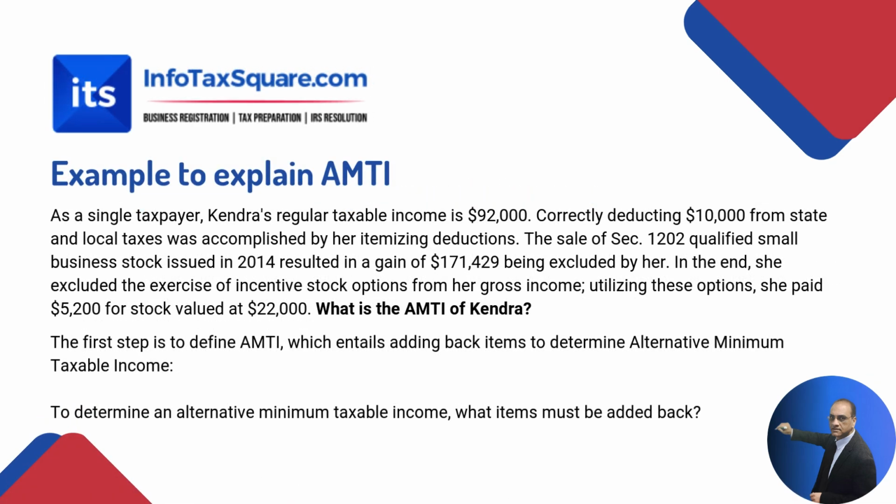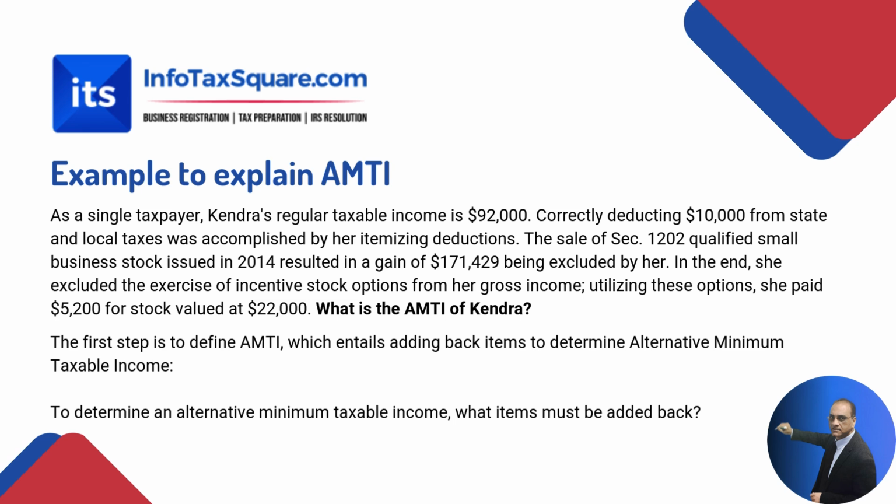Now I'm going to explain it with an example. As a single taxpayer, Candra's regular taxable income is $92,000. She correctly deducted $10,000 of state and local taxes as an itemized deduction. The sale of Section 1202 qualified small business stock issued in 2014 resulted in a gain, and $171,429 was excluded by her.